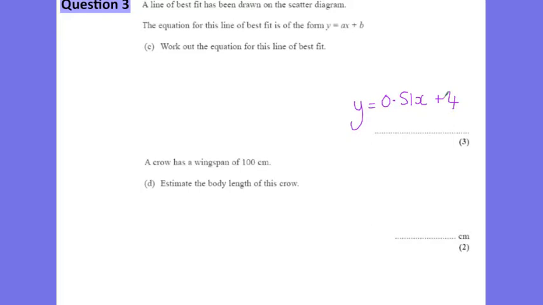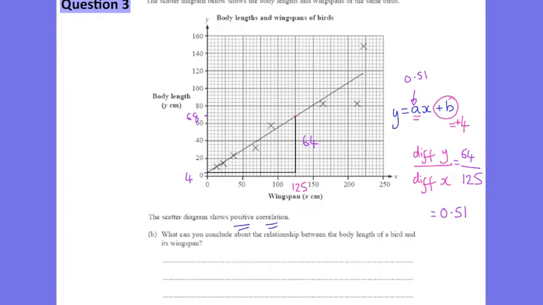We're then told that a crow has a wingspan of 100 centimetres and asked to estimate the body length of this crow. So having a look back here, we can use our line or we can use our equation. If we look at our line here, we can say 100 is here. Take your line up, take your line across, and you're looking at somewhere just about there. So not quite on a full square. Let's have a look at what this value is here. We've got 40, 44, 48, 52. A bit higher than 52, but a bit lower.